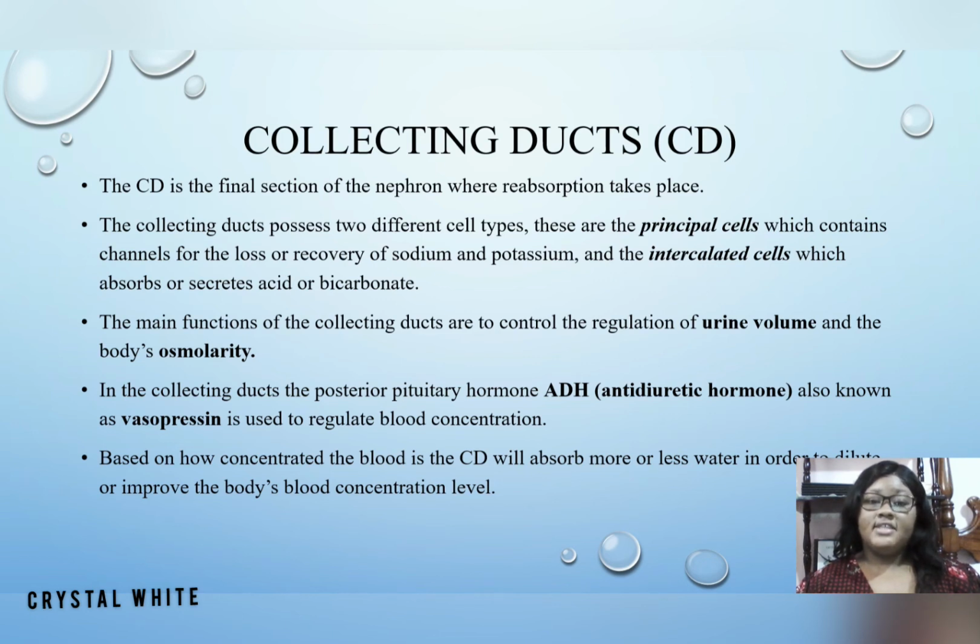There's a specific type of hormone called the antidiuretic hormone, or vasopressin, that aids with the regulation of blood concentration. Depending on how concentrated the blood is, the CD will absorb more or less water in order to dilute or improve the body's blood concentration level.